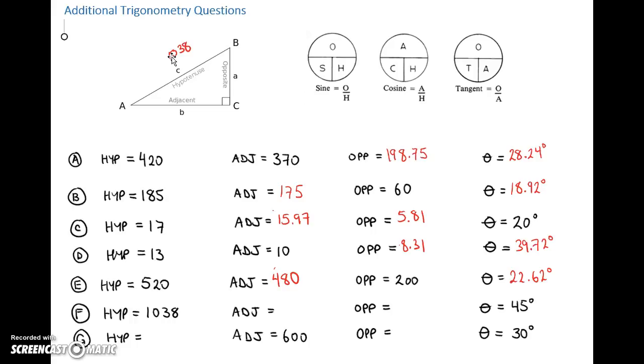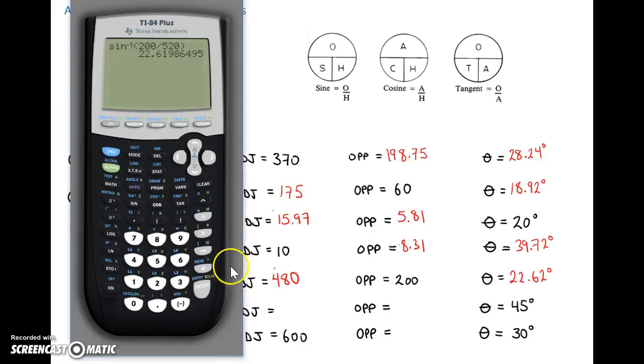1,038, and we've got an angle of 45 degrees. Well, that's 45, that's 45, so we know our opposite and adjacent are going to be the same. And adjacent, we're going to be using cos of the angle times the hypotenuse. So cos 45 times 1,038. Okay, so 70.7% of 1,038 is 733.98.